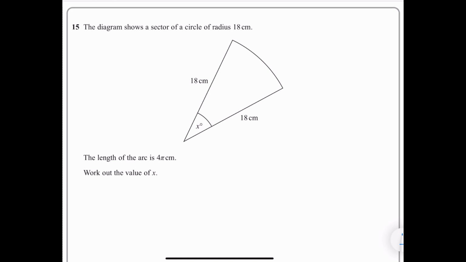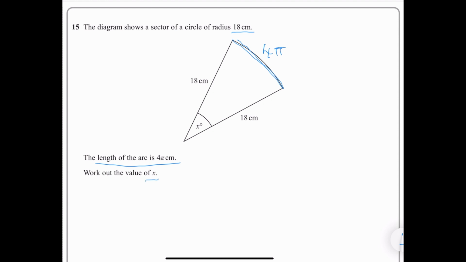Okay, question 15. We have a sector of a circle and the radius is 18. They're telling me the length of the arc is 4 pi. So I'm just going to put that in there. That's that part of the circumference, basically. That small part of the circumference for the full circle. That tiny bit there is 4 pi. Okay. I've got to figure out the value of x.